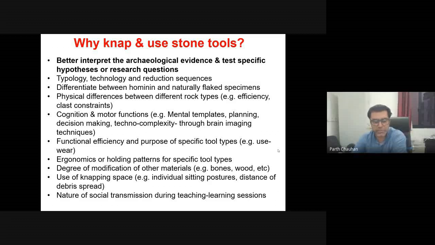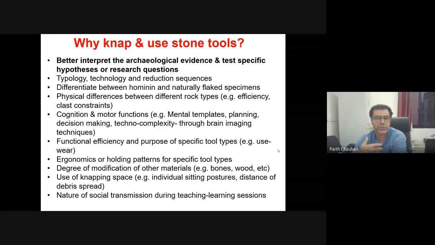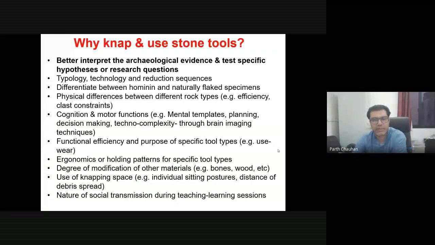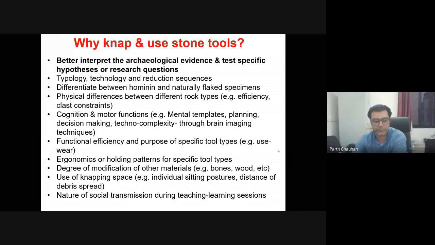And the nature of social transmission during teaching and learning sessions as well. So older technologies are very simple, and one can learn them just by watching an expert. But as we get more complex technology, like late Acheulean onwards, we need to use communication or language to teach the novice. So that's where language and communication comes into play. And we can also learn about that, social transmission.